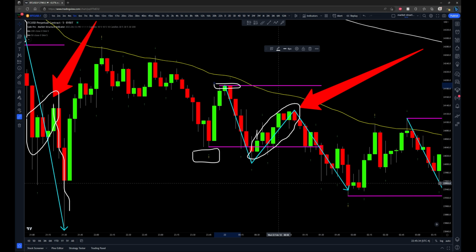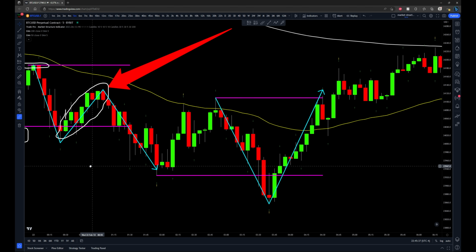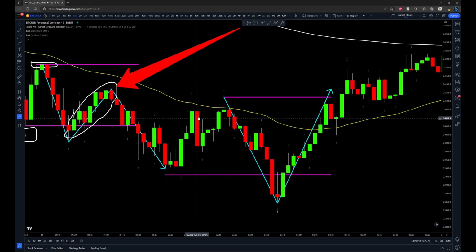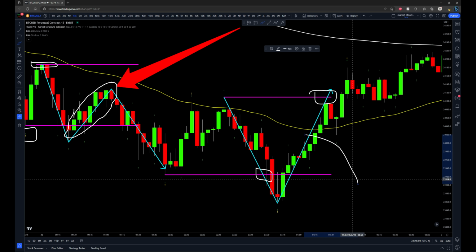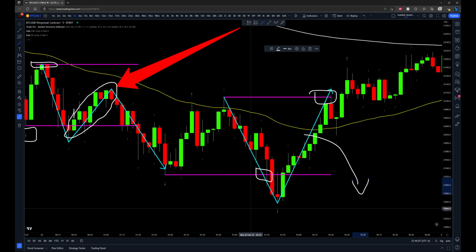Okay. Now here's an example of a setup that does not work out. Okay. So we get the pullback here. So we're looking for the next intermediate term market structure break. We get that here. So pullback, start looking for intermediate term structure break, which occurs right here. We get a pullback, but the high before the structure break was taken out here before we have any sort of follow through to the downside. So we never got our pullback, then follow through. So this is an example of a failure. This would be a loss.